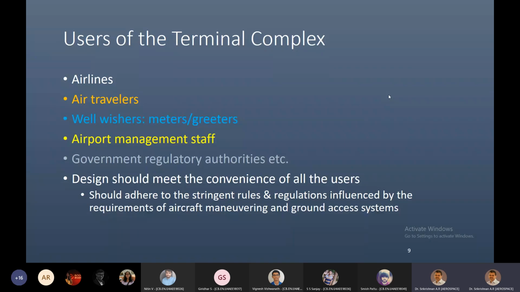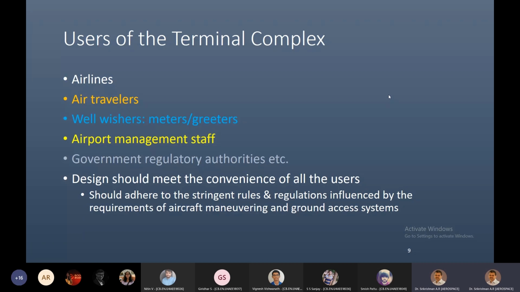And then there are government regulatory authorities, which include customs, the customs check, other security checks, etc. So the terminal complex, you can see that if you look at each of them, each will have a different set of functions and objectives, and they may be diverse in nature. But the design of the terminal should meet the convenience and effective operation of all these users.